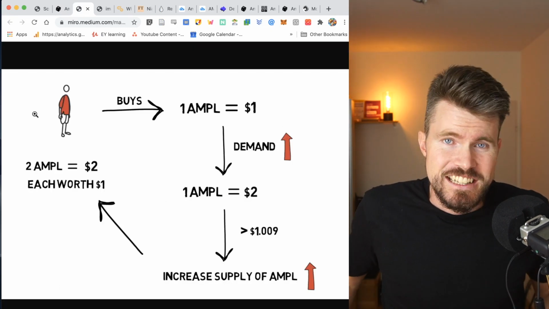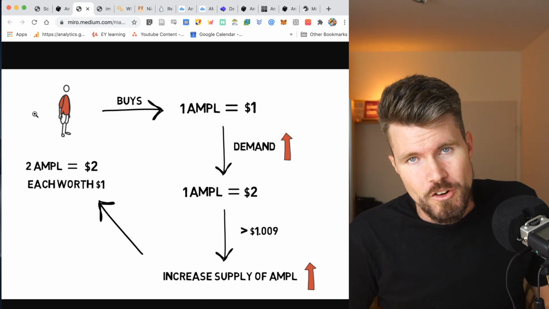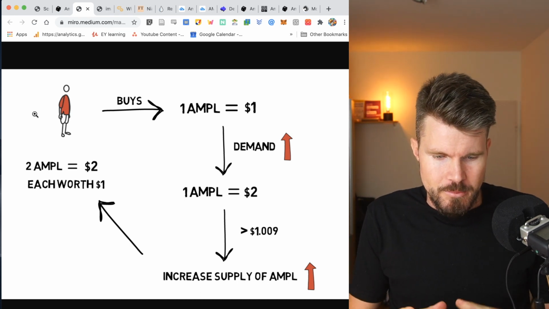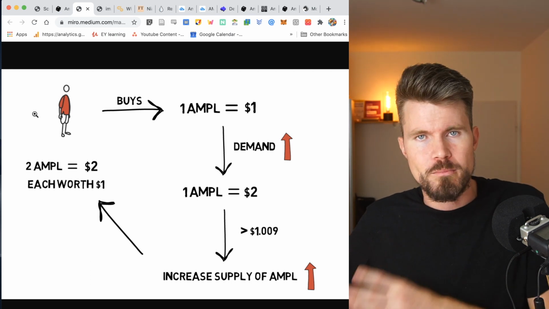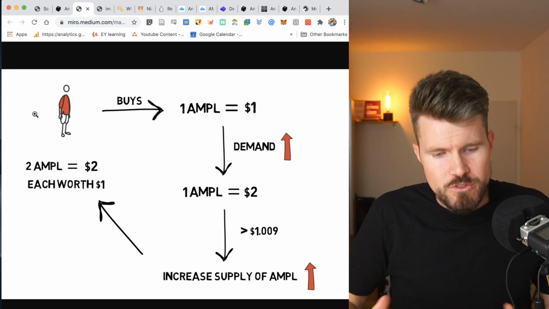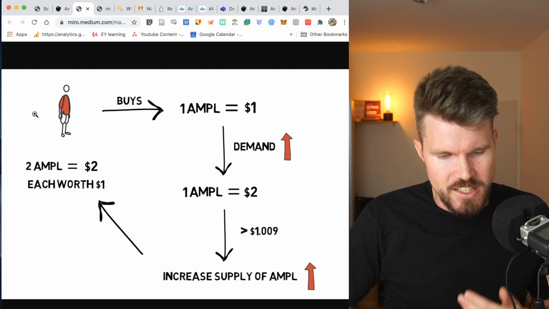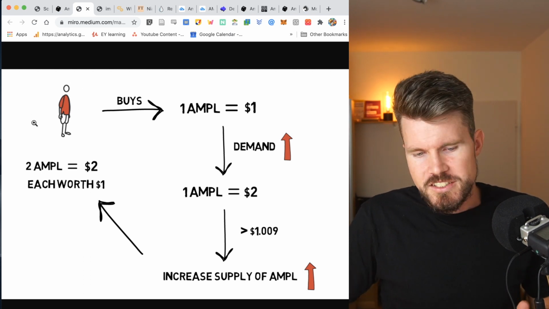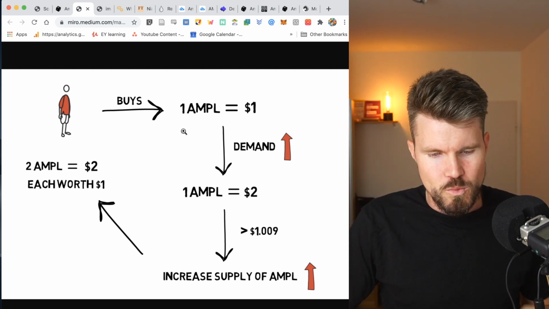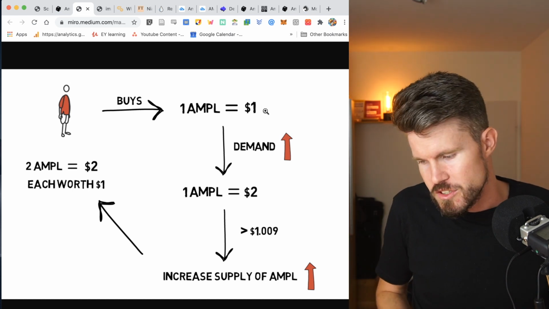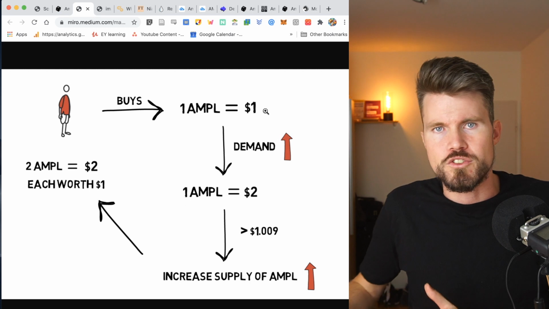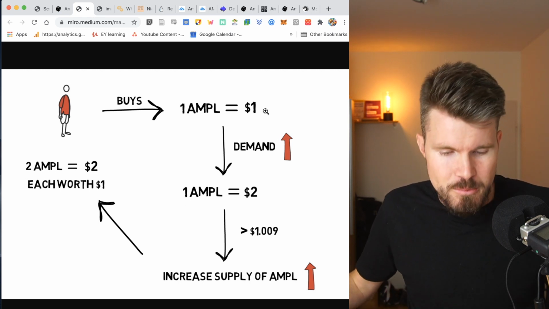So let me try and explain the elastic supply of AMPLEFORTH with this image. Now, this is an oversimplification. How it actually works is a little bit more complicated, but so you get the general idea of how it works, we'll use this image. So you've got Trader Bob here. He's interested in buying some AMPLEFORTH. He buys one AMPL and it's valued at $1. As you know, the AMPLEFORTH token always tries to follow the $1 peg, like many other stablecoins.